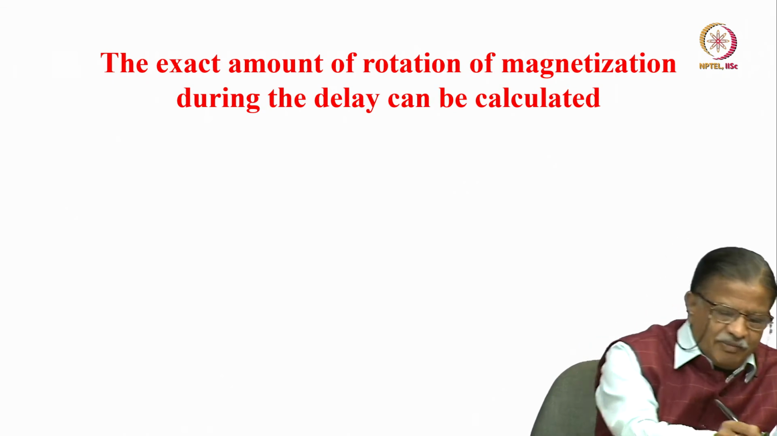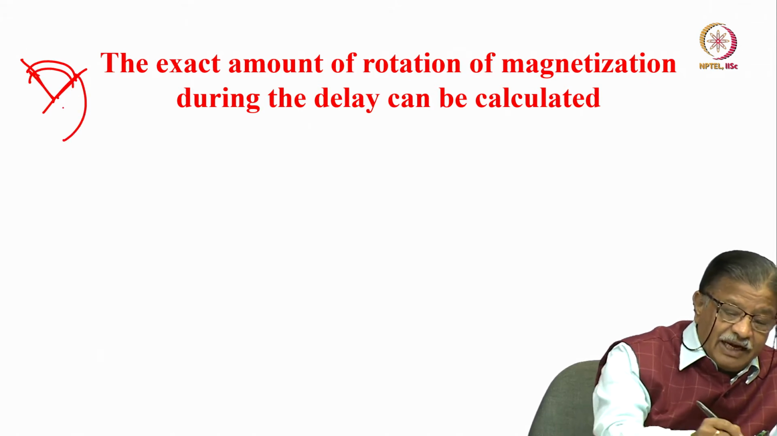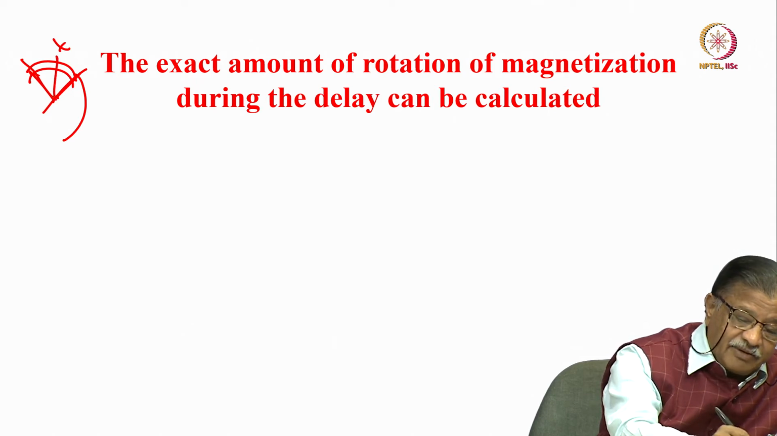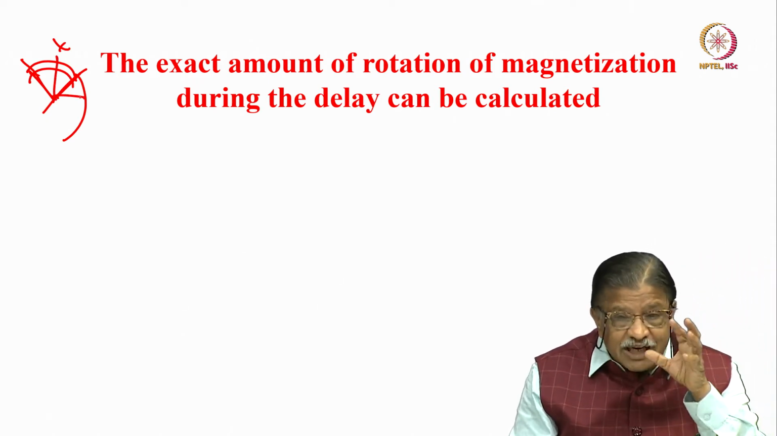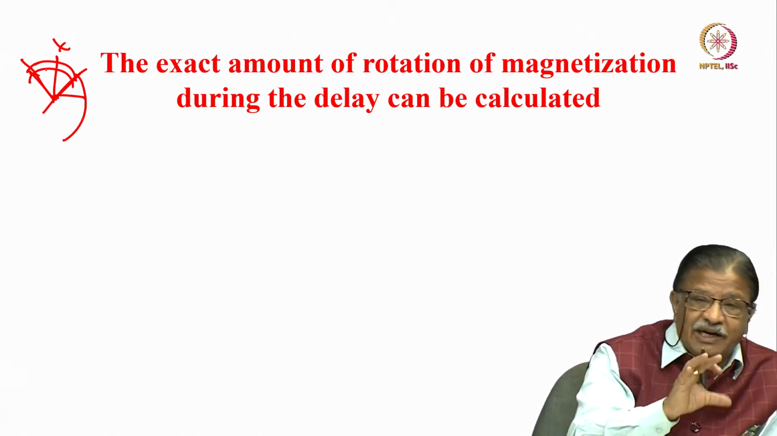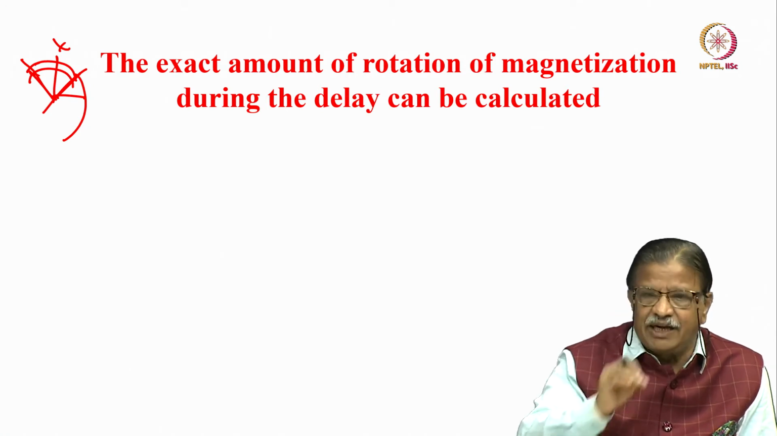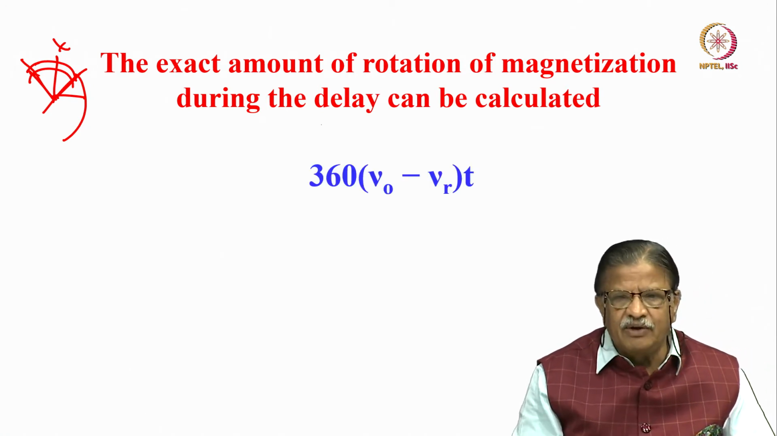Now you can even calculate how much the magnetization has rotated during the delay that we have given. For example, I applied a 90 degree pulse, bring the magnetization component here, Mx is here, and then after some time My is here, Mx and My start rotating like this. Let us say after a time t, magnetization has moved like this. How much has it moved? If I give a time t, what is the degree by which it has moved? We can calculate. It is not difficult at all.